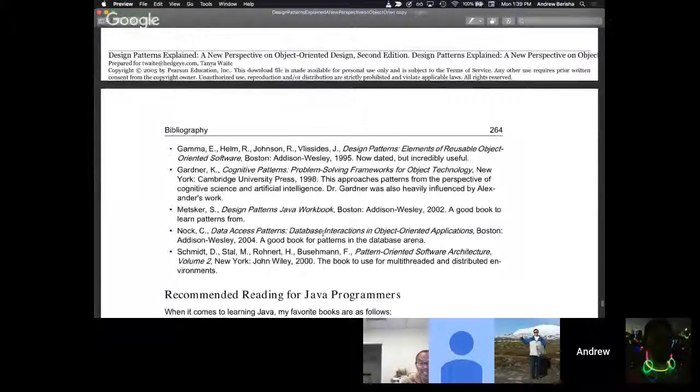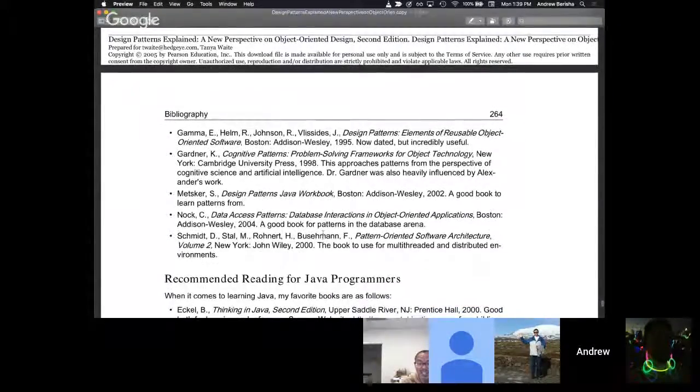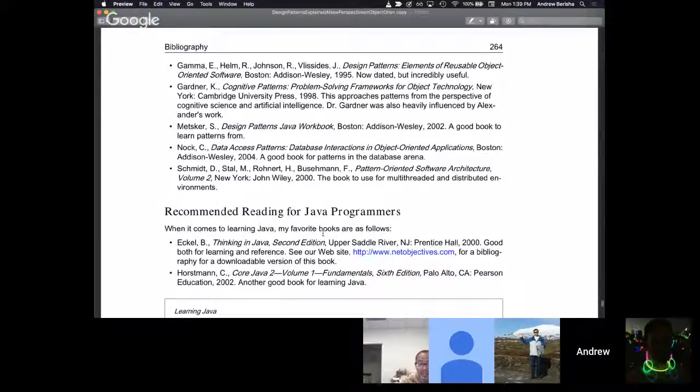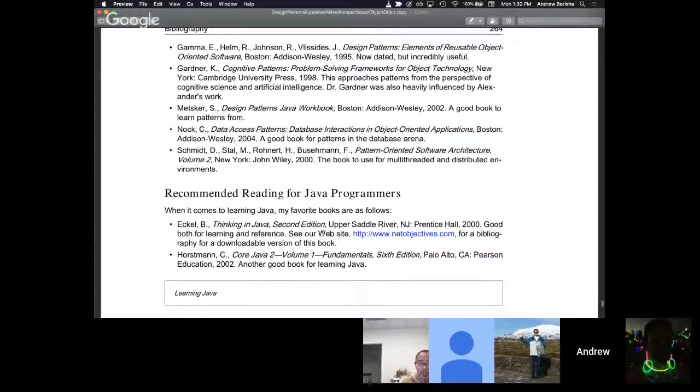So then you've got the Gang of Four book, and you've got cognitive patterns stuff, and a workbook. And again, these workbook books are good because you actually do the exercises and understand better than with academic books. Another thing about that: people think, oh, I read this, I can do it. No, you've got to write a bunch of bad patterns before you realize what a good pattern is.